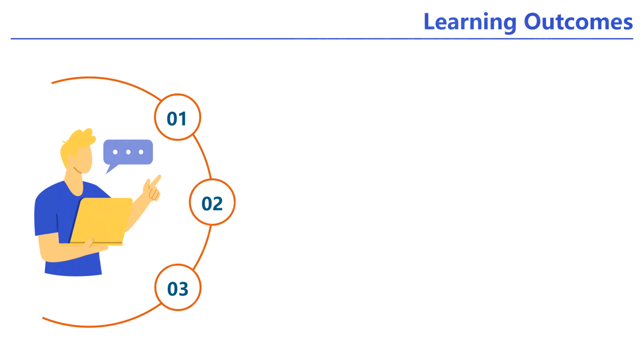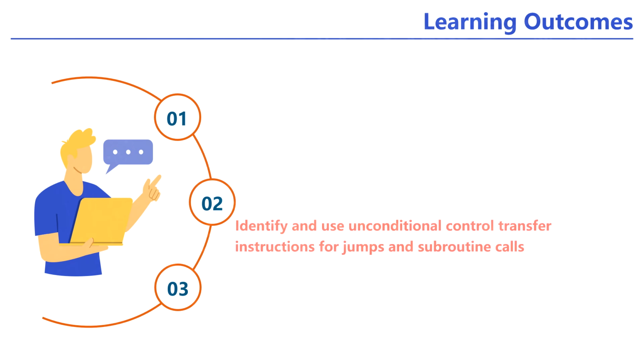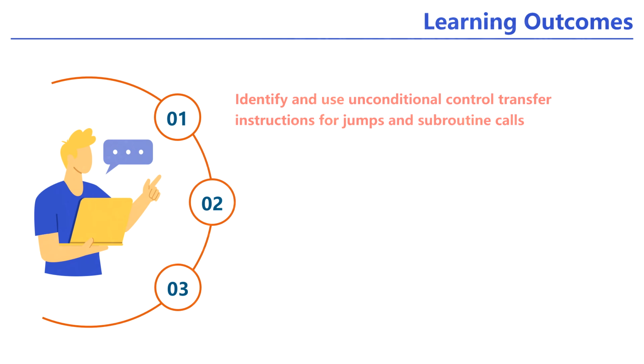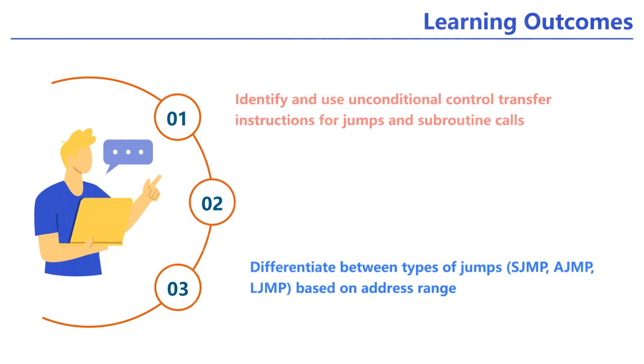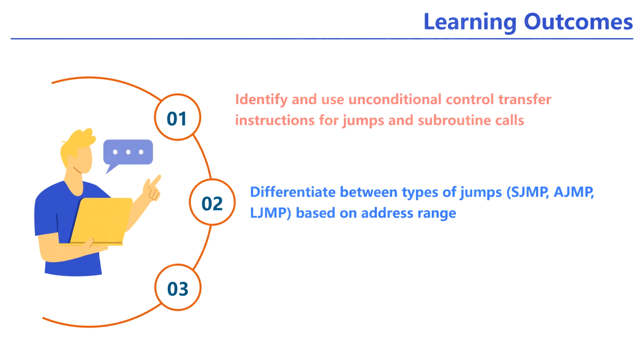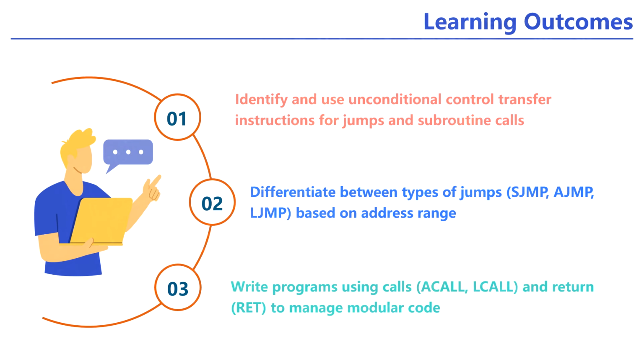In this lecture, you may achieve three learning outcomes. They are identify and use unconditional control transfer instructions for jump and subroutine calls, difference between types of jumps, SJMP, AJMP, LJMP based on their address range, write programs using calls, ACALL, LCALL, and return to manage the modular code.